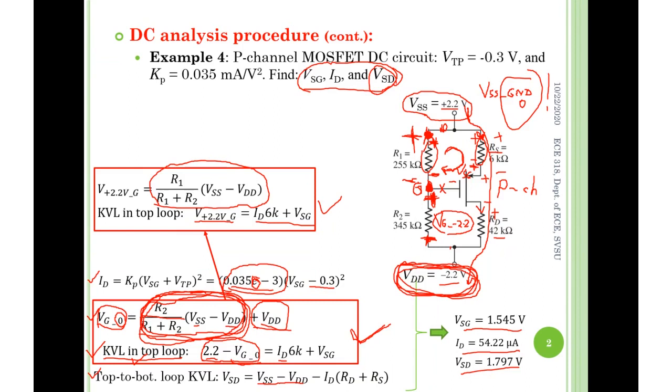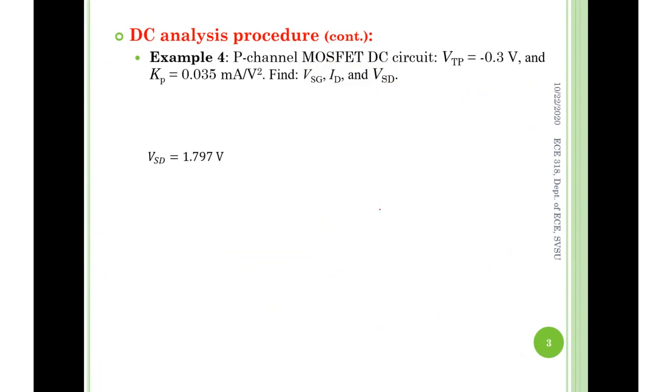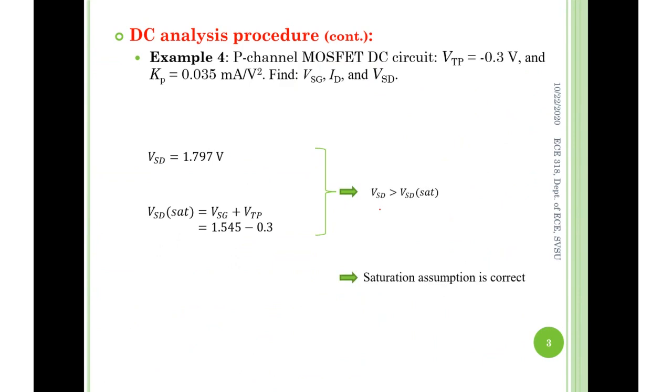All right, let's see. First, the VSD is, as we calculated, 1.797. And then we need the VSD saturation voltage, which follows the formula we discussed earlier. By comparison between them, obviously it is saturation operation. So we are done. Just simple like that.